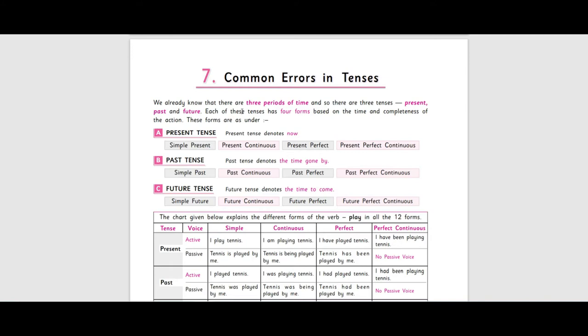Each of these tenses has four forms. So that also we learned. There are three tenses, present, past and future, and each has four forms. 4 into 3, total 12 forms. The forms of the present tense: when we are using habit, we use simple present. Present continuous, we use to express an action that is going on. Present perfect, we use to express an action that has completed. Present perfect continuous, we use for an action that has begun in the past and is still continuing.